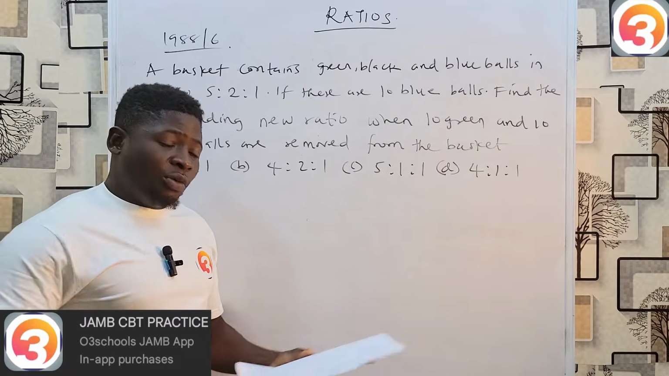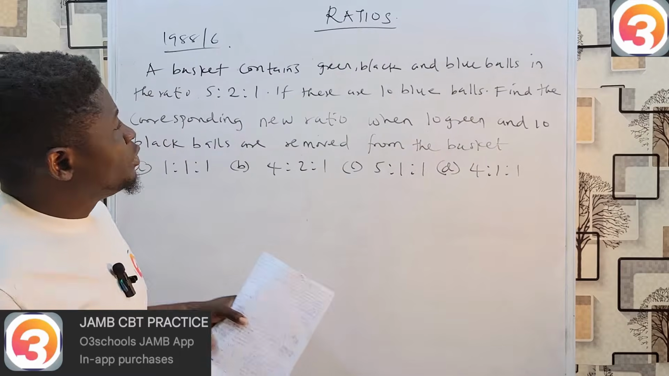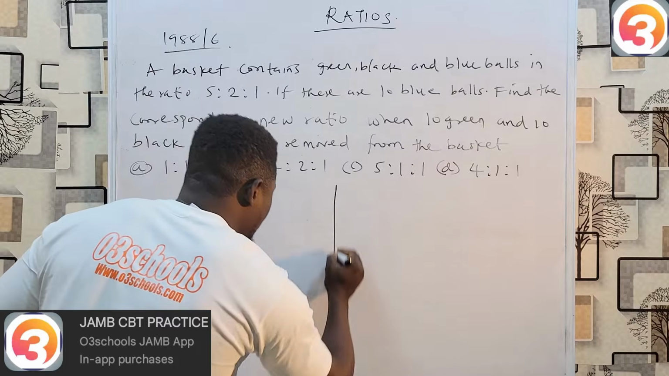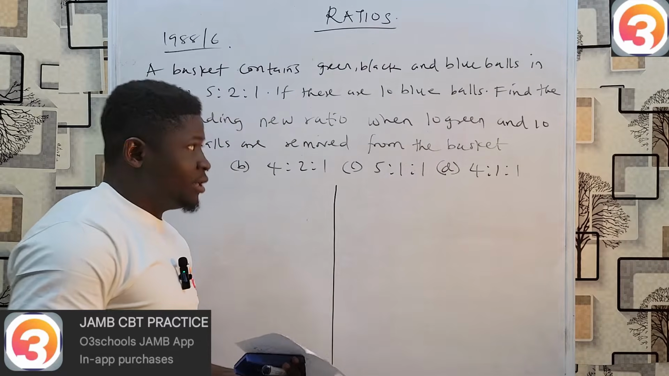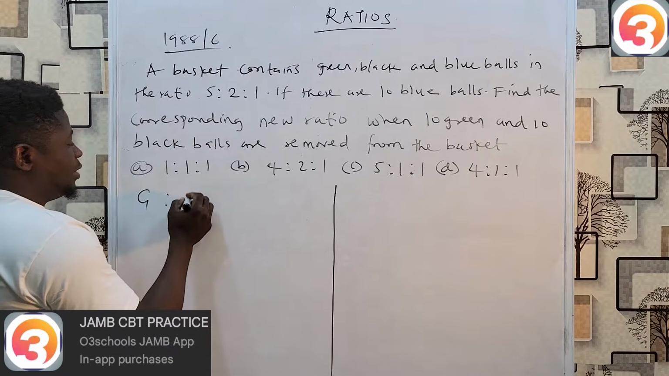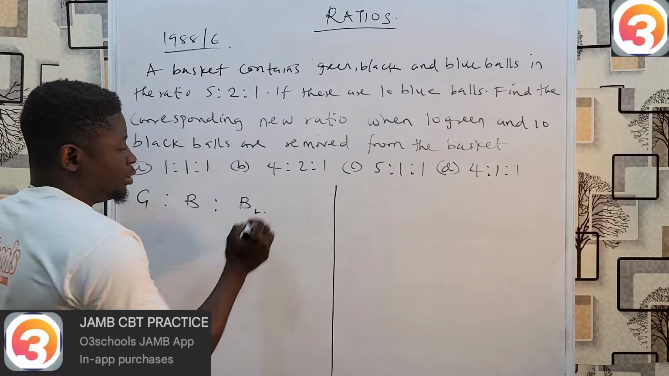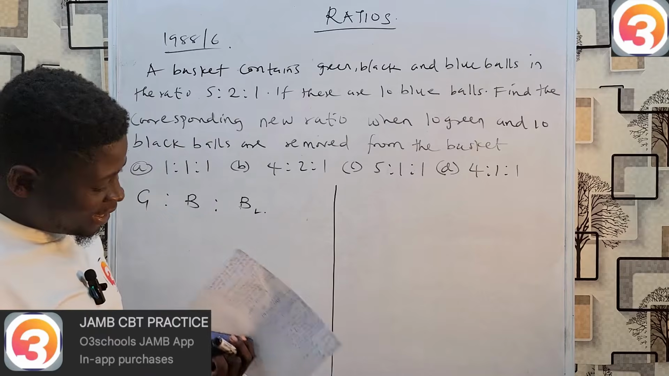All right, welcome back. So we have this question before us. The basket contains green, black, and blue balls. Now in this part, we're comparing what? We're comparing the balls. So in the basket we have the green ball, the black ball, and the blue ball.